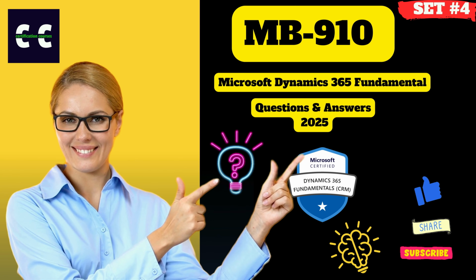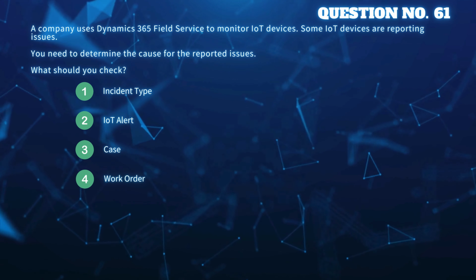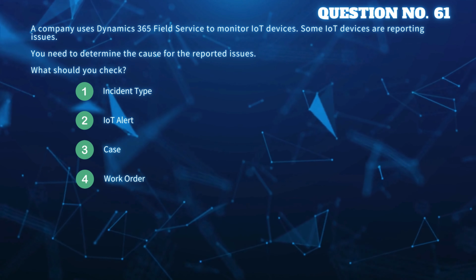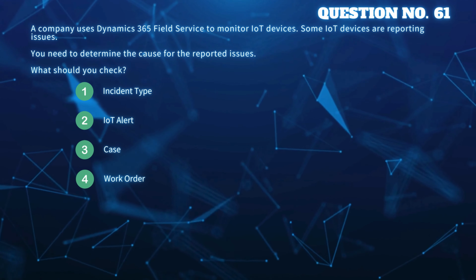A company uses Dynamics 365 Field Service to monitor IoT devices. Some IoT devices are reporting issues. You need to determine the cause for the reported issues. What should you check? Option 1, Incident Type. Option 2, IoT Alert. Option 3, Case. Option 4, Work Order. Correct answers: IoT Alert.